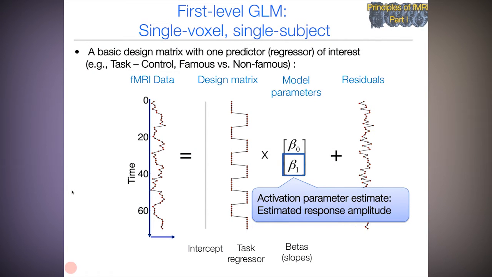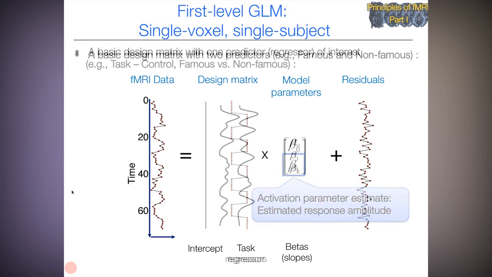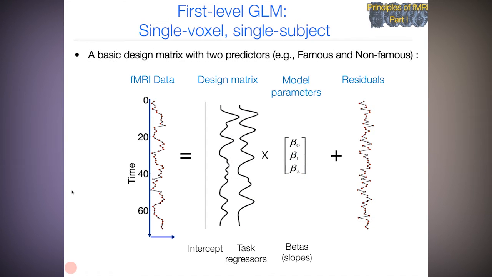Here, it's beta 1 that we're particularly interested in because this is going to capture the activation amplitude. So it's the activation parameter estimate, which is an estimate of how large the famous versus non-famous face difference is at this voxel. Now let's look at the same kind of design matrix, but with an event-related design. In this case, I've added an additional predictor. Now I've got three model parameters, beta naught, beta 1, beta 2, and beta 1 and beta 2 are going to estimate the amplitude of the activation for famous faces and non-famous faces separately. So each one has its own regressor.